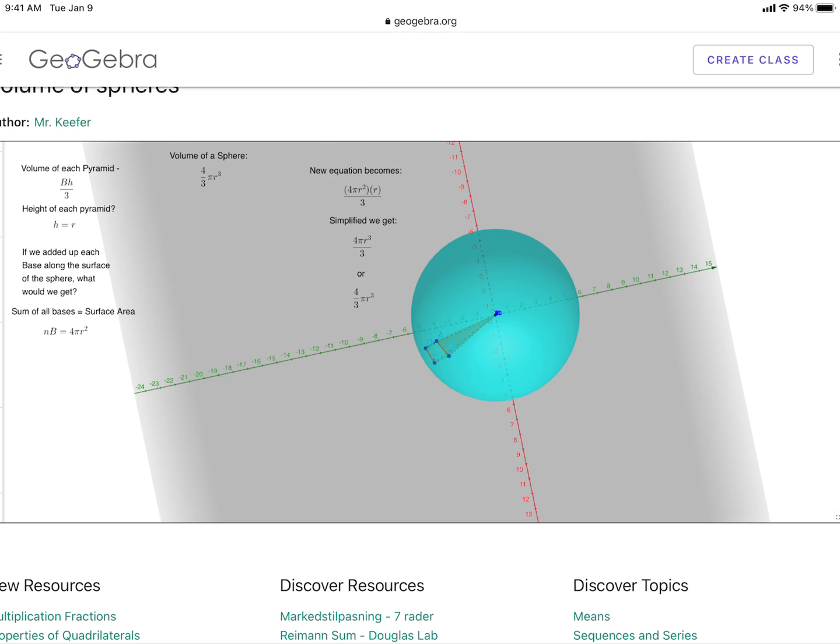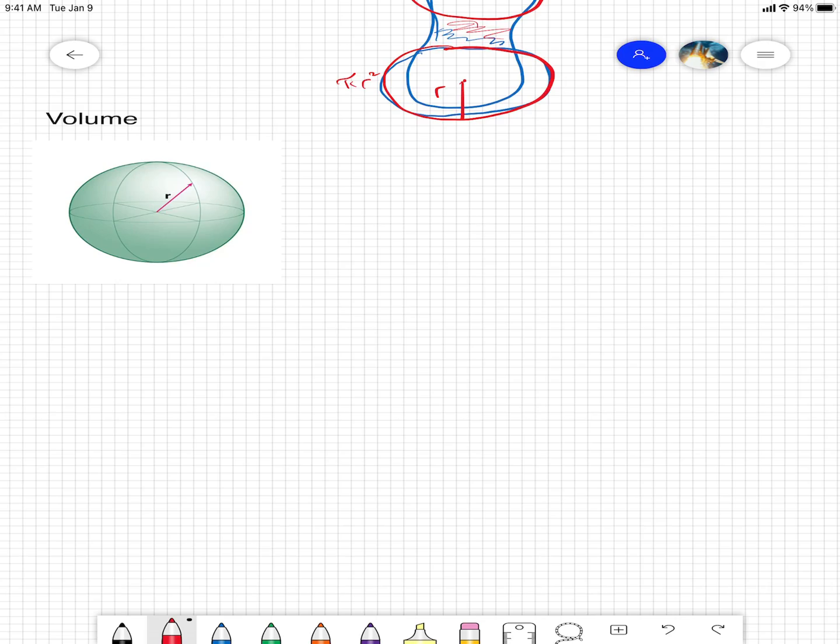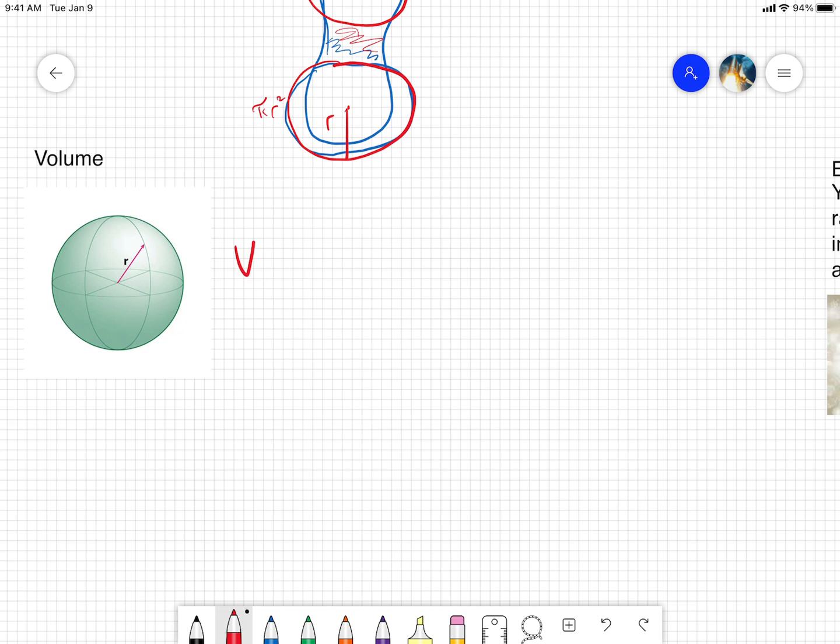Again, I apologize for the visual. It was supposed to be better, but it just did not cooperate very well. So the volume of this guy is 4/3 pi r cubed.